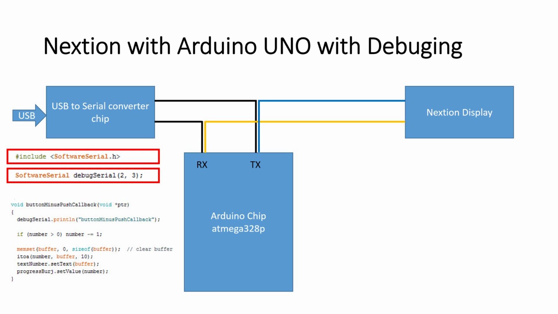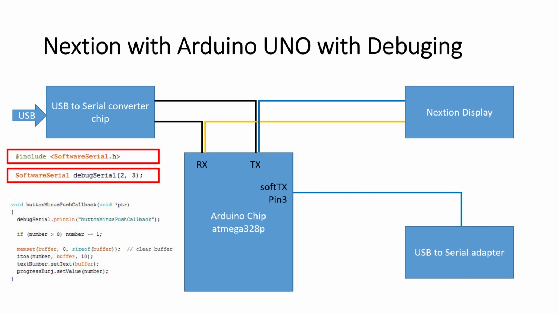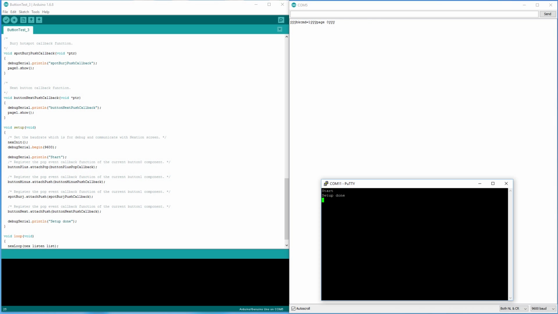Now we can print some debug messages. To display the messages, we have to connect pin 3 to a serial adapter and install a small program like PuTTY on our computer. Now we can see the debug messages. In addition, we still can see the raw messages coming from the Nextion in our serial monitor. With this setup, we can debug our sketch.